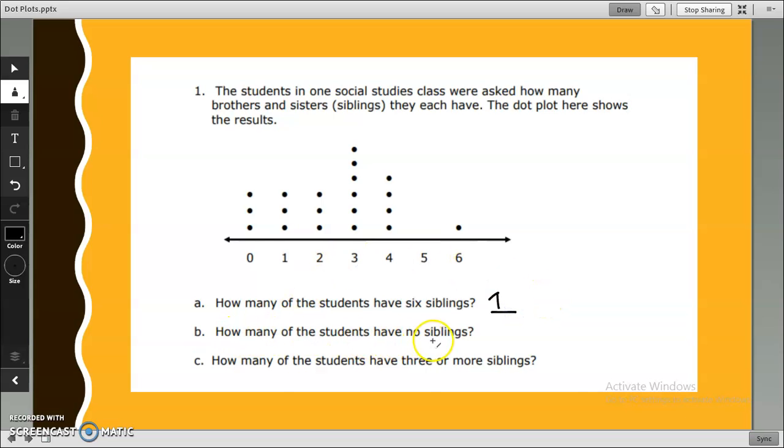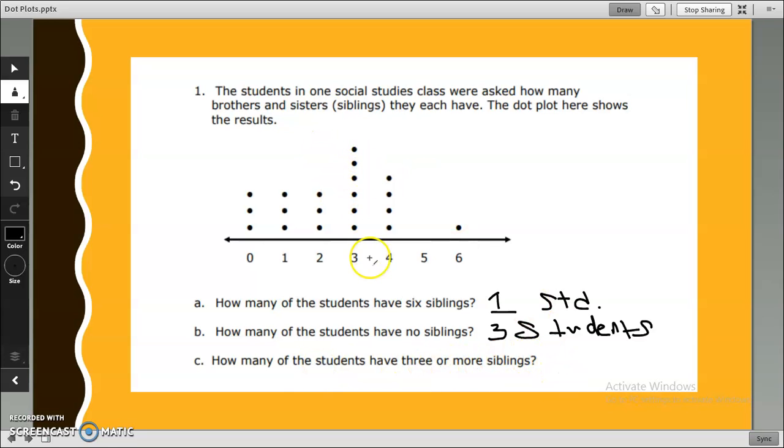How many students have no siblings? Okay, so at 0, there are 3. So there's 3 students. I should type this out. One student. How many of the students have 3 or more?